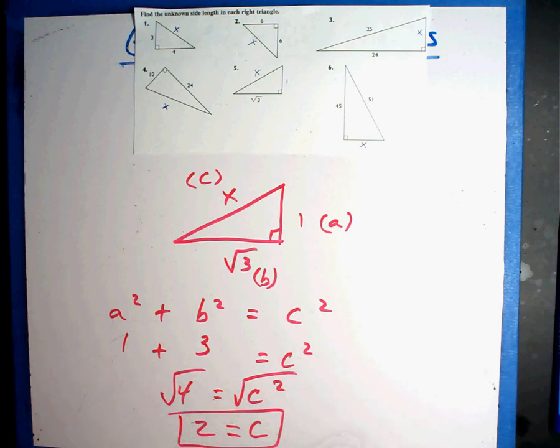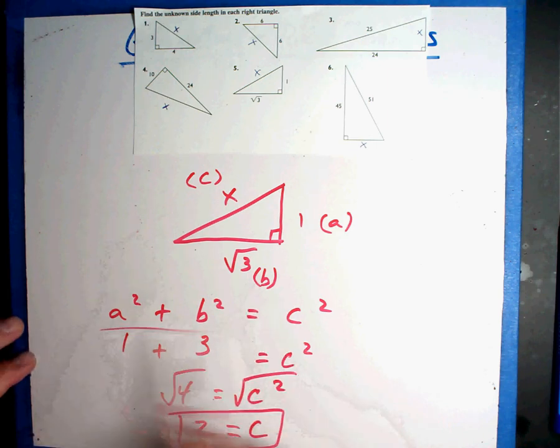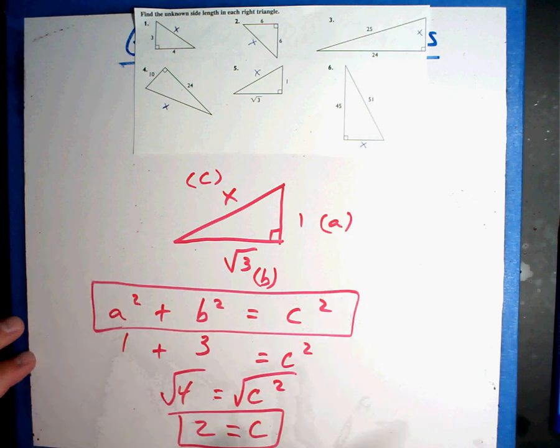If you're struggling with these, you may go see a teacher or a friend, see if they can help you with these right triangles. But you're just using the Pythagorean theorem, a squared plus b squared equals c squared, and then being really careful with moving your numbers around.